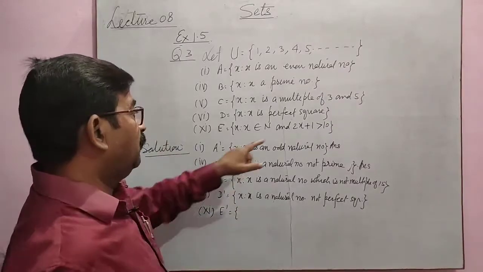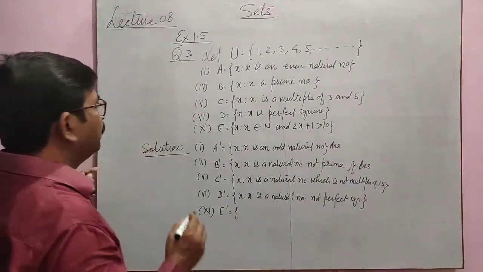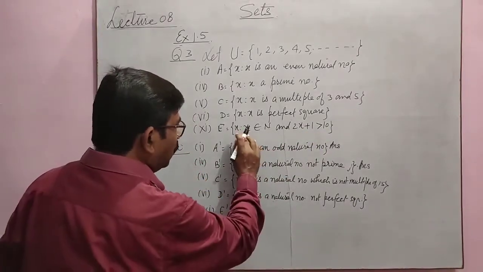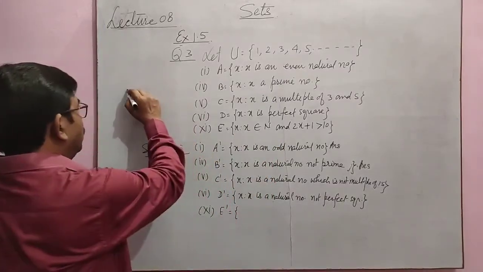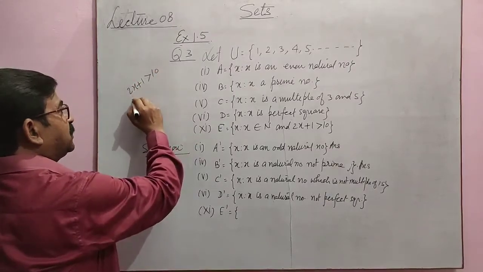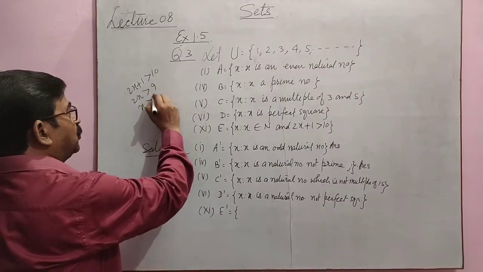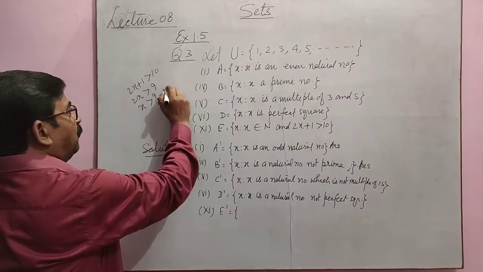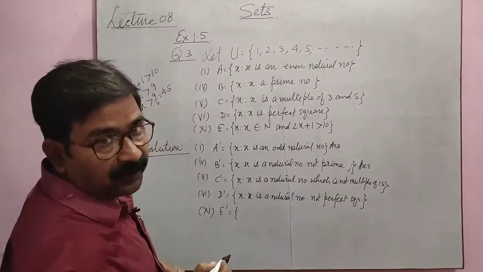See, we have 2x plus 1 is more than 10. In rough you can solve. This belongs to N, means x is a natural number. So, try to understand, 2x plus 1 is more than 10. Send this one to this side. 2x is more than 9. x is more than 9 upon 2, that is 4.5. So x is more than 4.5.